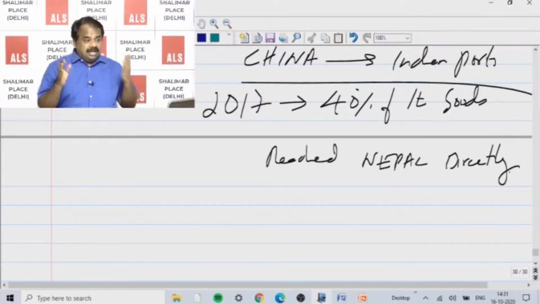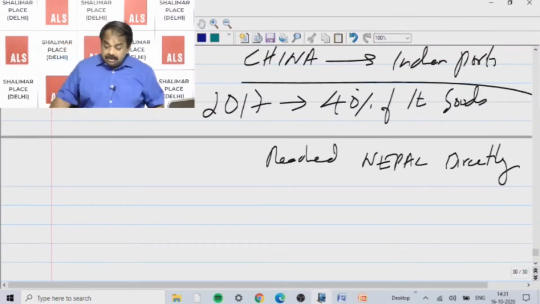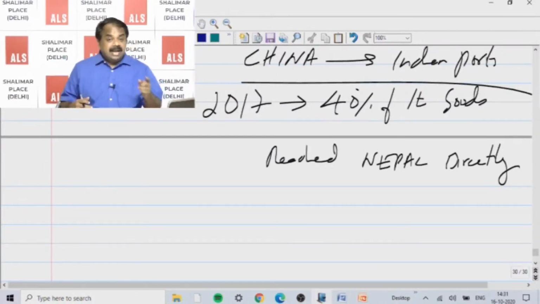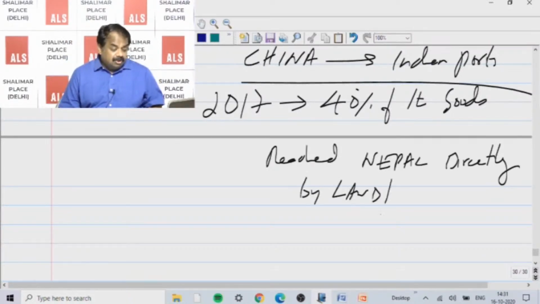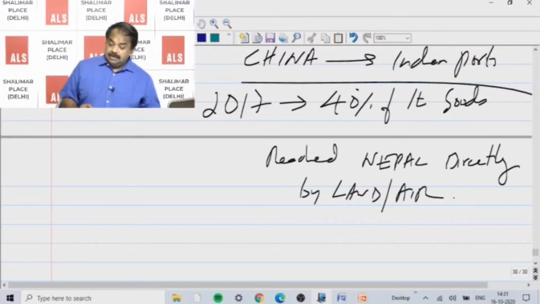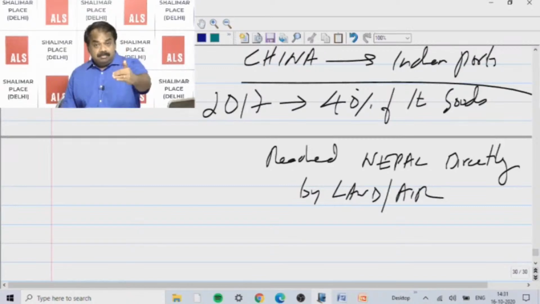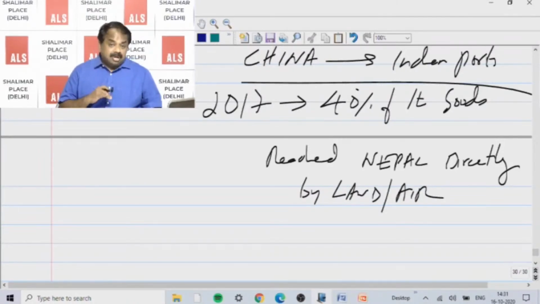60% through India. It's fine. Okay. So that means that is not a small thing. We should not be ignoring this, because they are able to buy land from Tibet or through air. Okay. Either directly by land or through air. Okay. And the connectivity between Nepal and Beijing has dramatically improved.